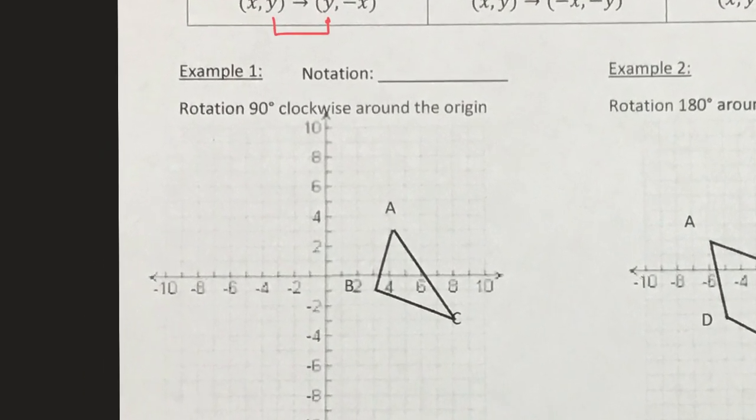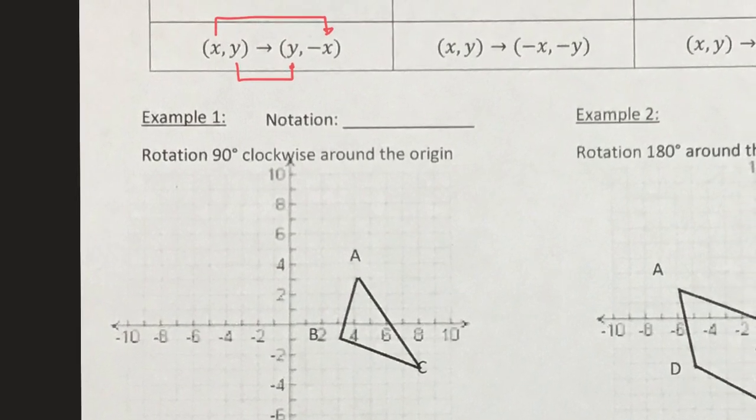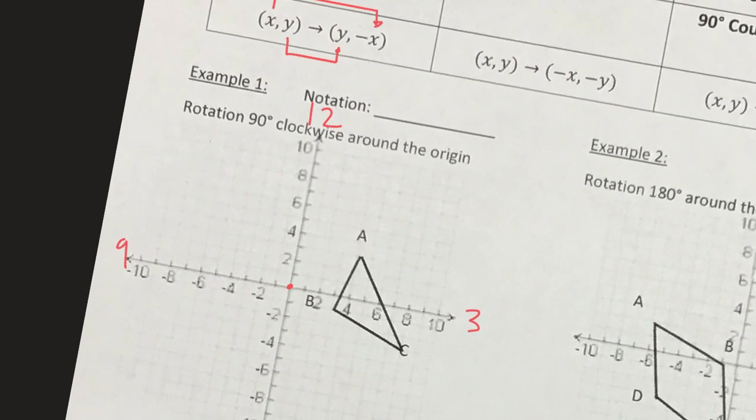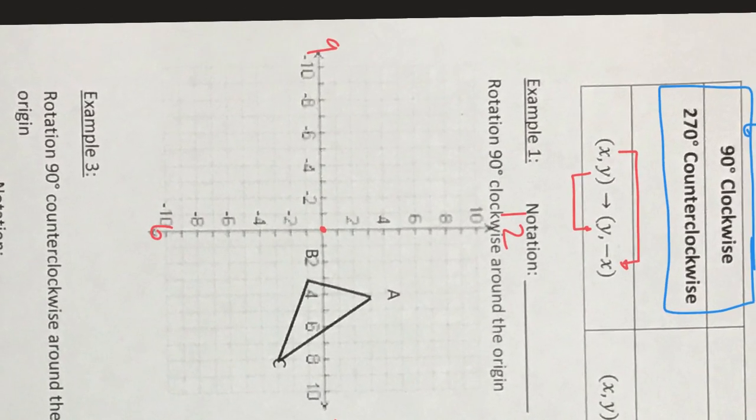A 90-degree clockwise rotation around the origin. Okay, so there's two ways that we can think about this. This point right here is going to be held steady. If this was 12 and this is 3 o'clock and this is 6 o'clock and this is 9, we're going to rotate our shape 90 degrees clockwise, which means 3 o'clock is going to become where 6 o'clock is, and 6 is going to become 9. So this is how our shape is going to look when we're done.